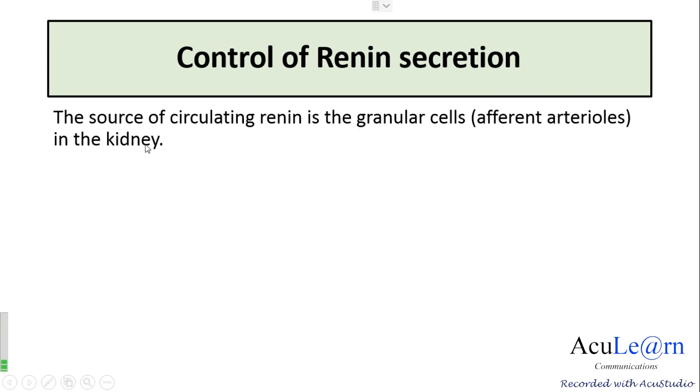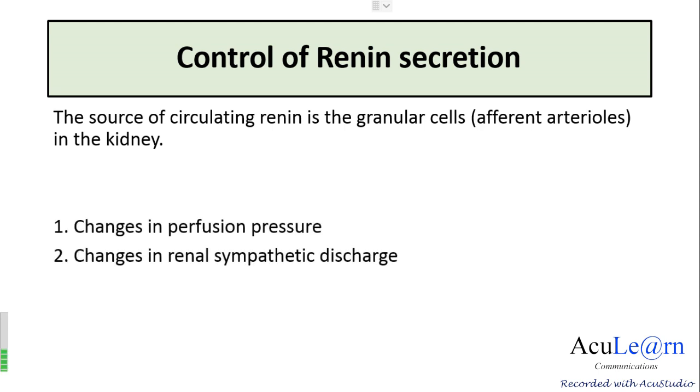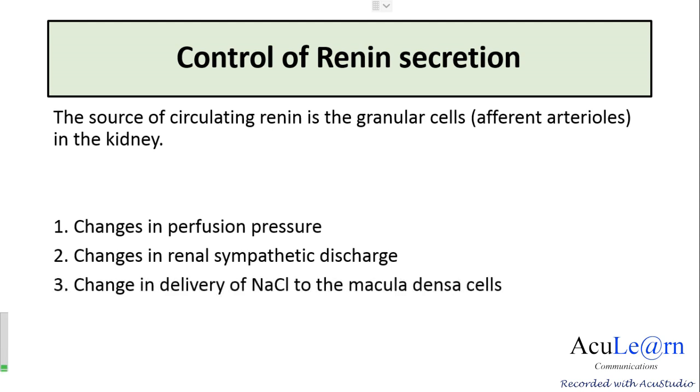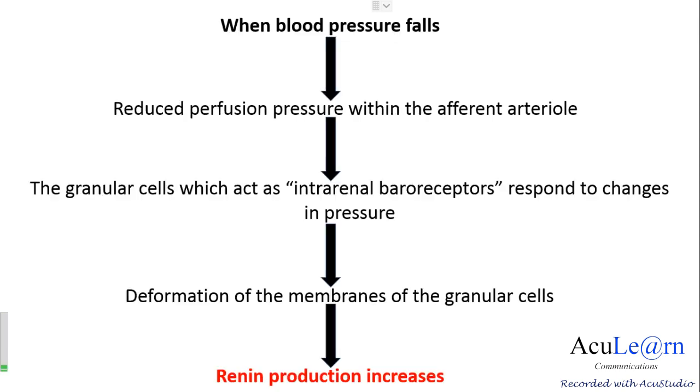in the kidney. And there are three primary mechanisms which regulate the renin secretion, which include the changes in the perfusion pressure, the changes in the renal sympathetic discharge, and changes in the delivery of sodium chloride to the macula densa cells. We'll see one by one how these changes influence the renin secretion or control the renin secretion.